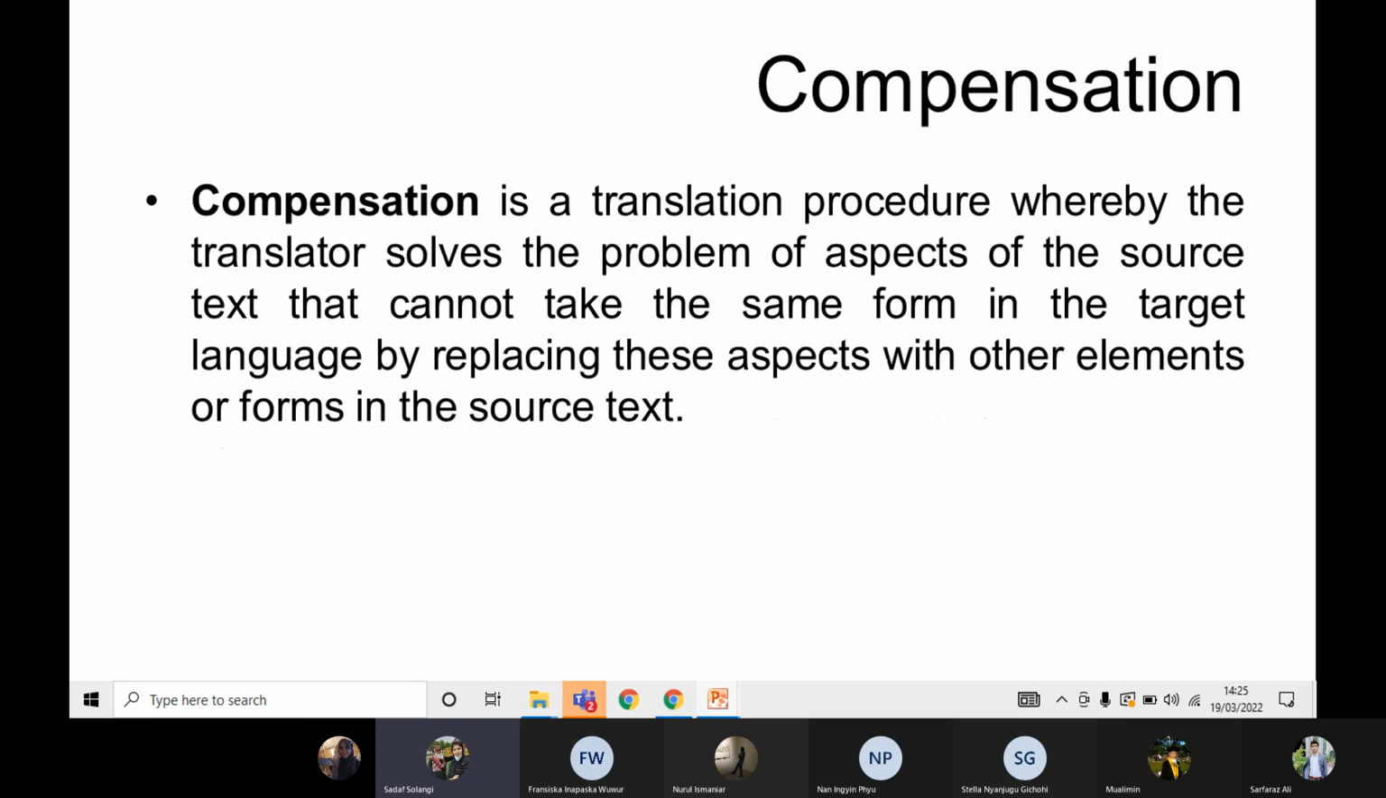Yeah, so we have another term, that is compensation. Compensation is a translation procedure whereby the translator solves the problems of aspects of the source text that cannot take the same form in the target language by replacing these aspects with other elements in the target text.